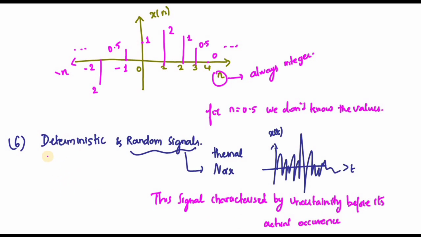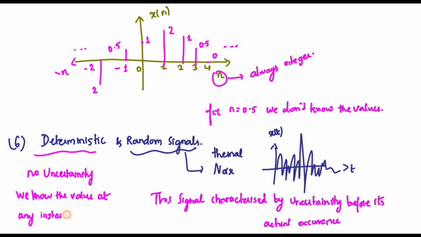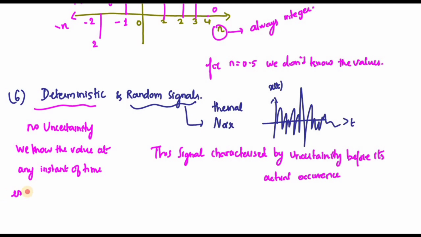Whereas if you see the deterministic signal, we can easily predict the values with the help of mathematical equations. I'm going to take this example: u of t equals A sin omega t, where A may be of any value. It does not have any uncertainty, because at any value of time we can predict the amplitude values.